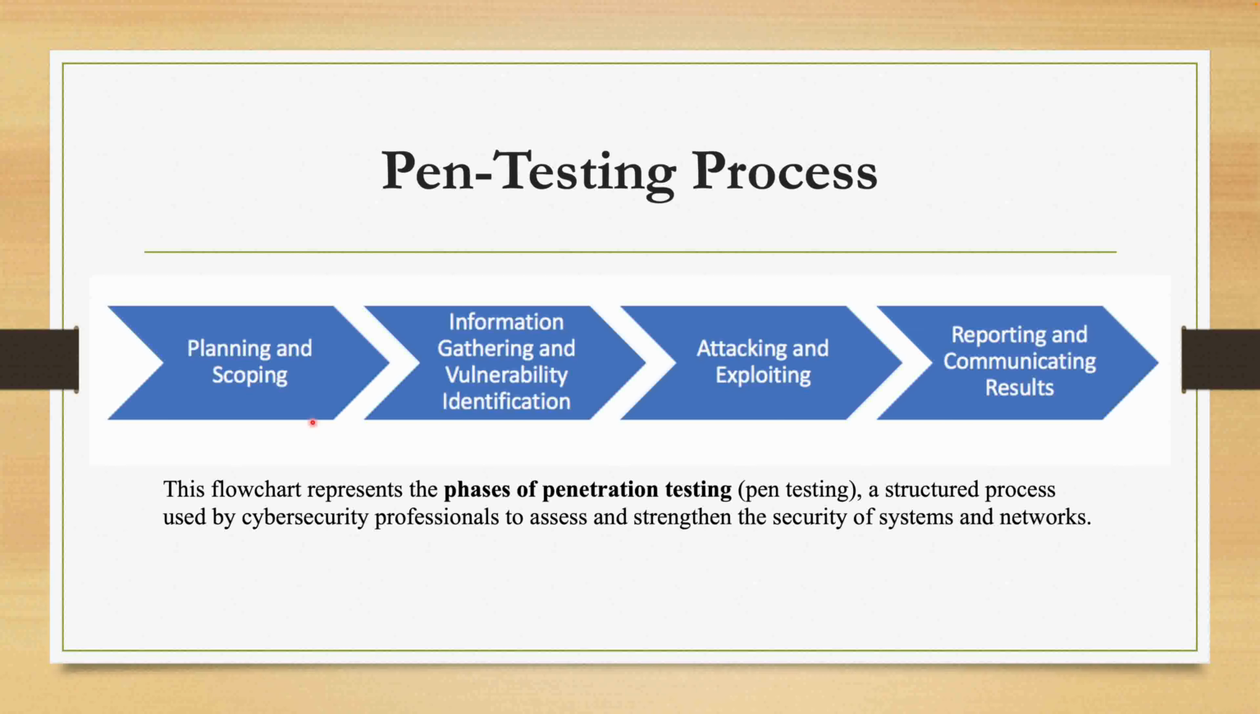Okay, so this flow chart you're looking at represents the phases of pen testing. It's a structured process used by cybersecurity professionals to assess and strengthen the security of systems and networks. Now, inside each one of them, there will definitely be a bunch of activities that you need to become familiar with. Like the first step, planning and scoping.